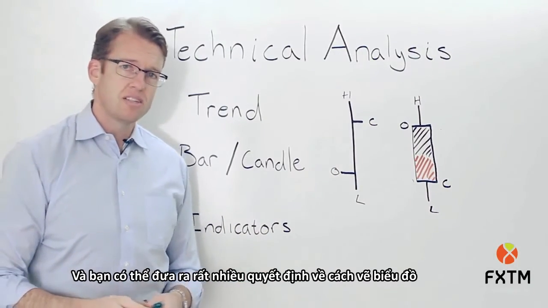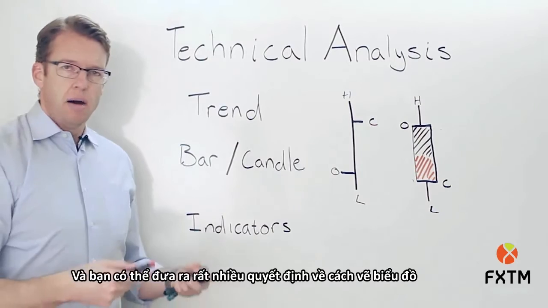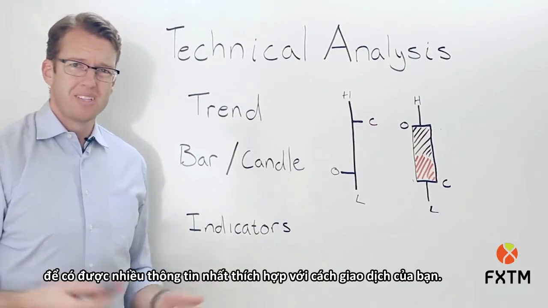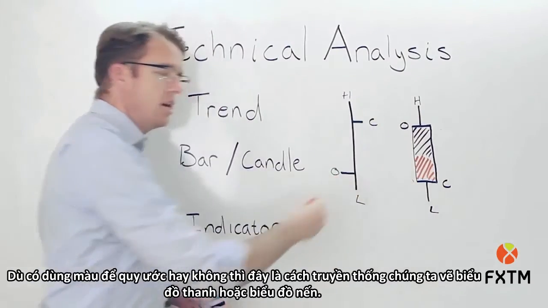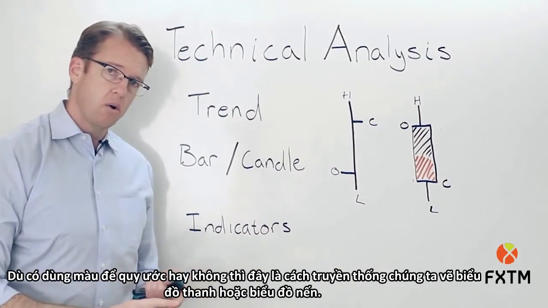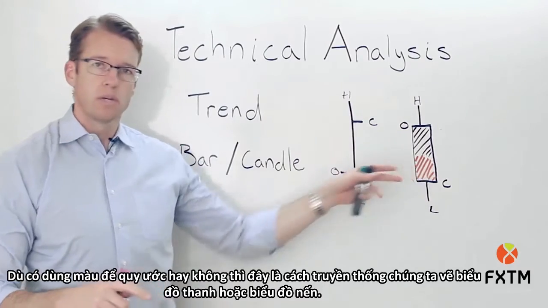And you can make a lot of decisions as to how your chart is plotted so that you get the most information that really accommodates the way that you're trading. But this is traditionally how we would chart either a bar chart or a candlestick chart, whether we color code them or not.